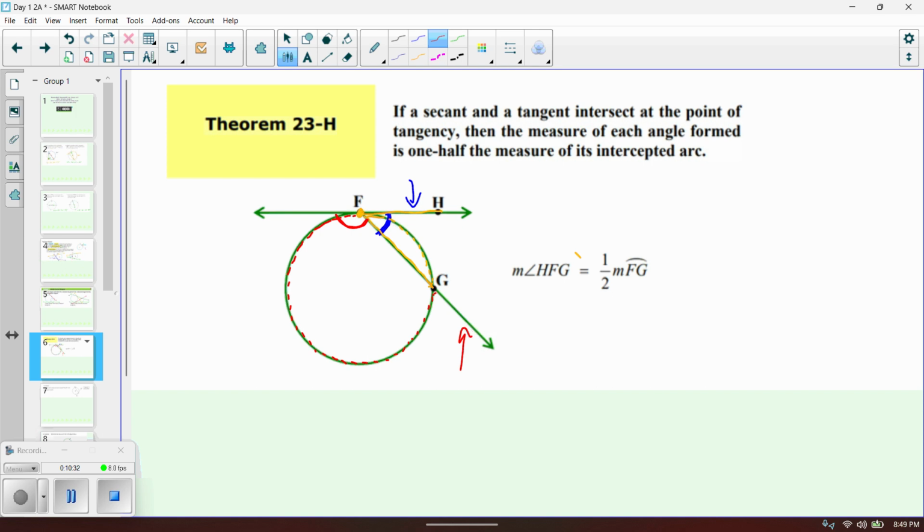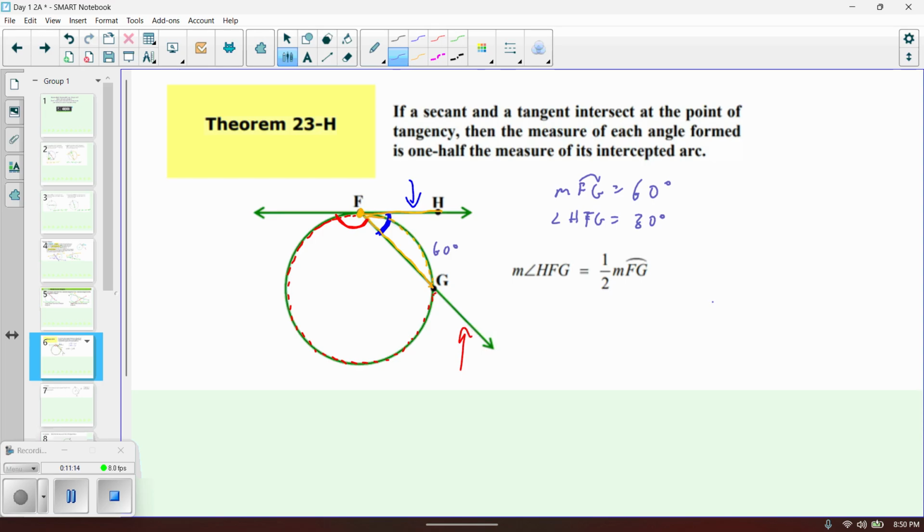So I'll just put example numbers in here because this isn't exactly what it is, but let's just say that arc FG measures 60 degrees. So if we say that this is 60 degrees, then our angle HFG is going to be half of that. So it's 30.